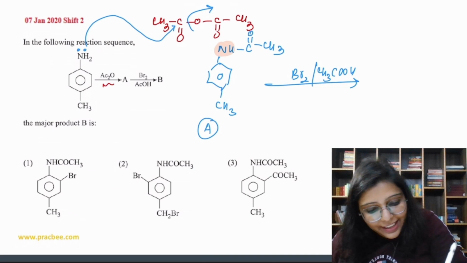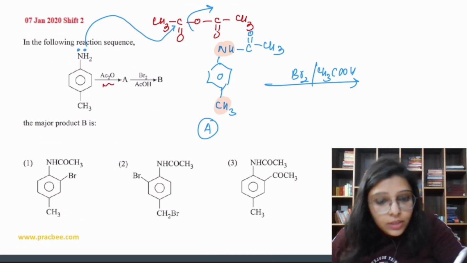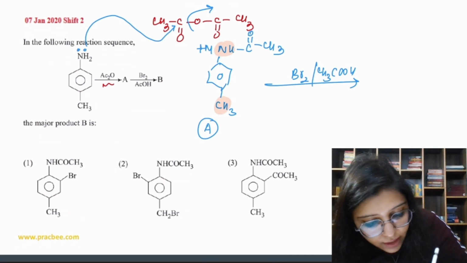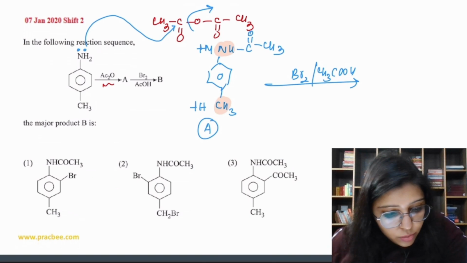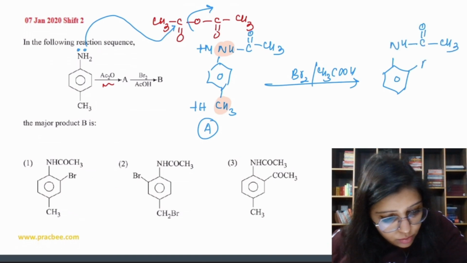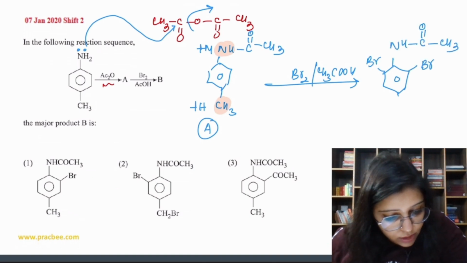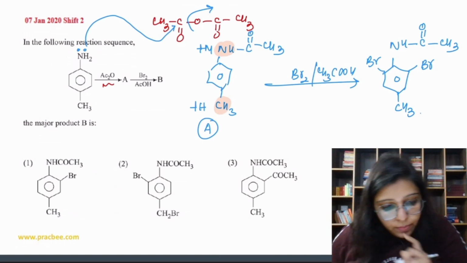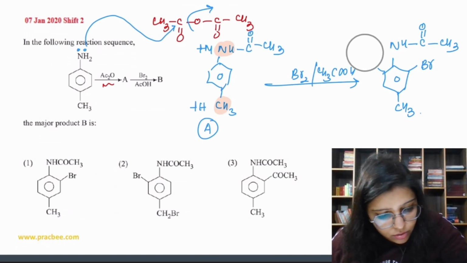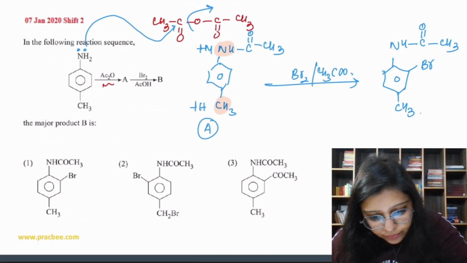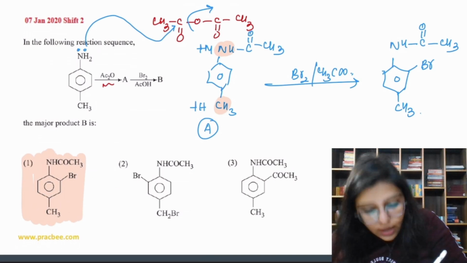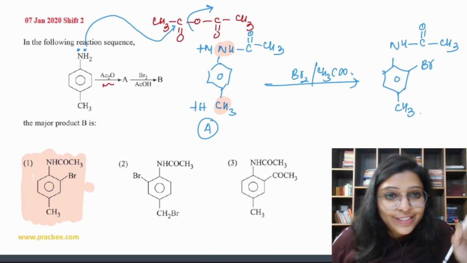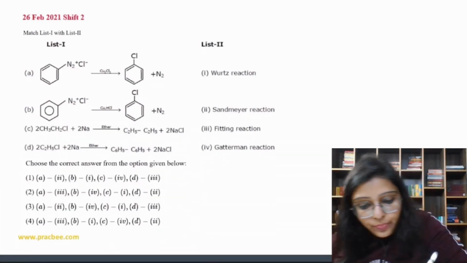Both are electron releasing. So at the ortho position we are going to put Br. Here we have a plus M group and here we have a plus H. The plus M group resonance is the more dominating effect. So we are going to put Br with respect to NHCOCH3, on the ortho position. Fine. So we are going to have option 1 as the correct answer. Electrophilic aromatic substitution. Now, next question.